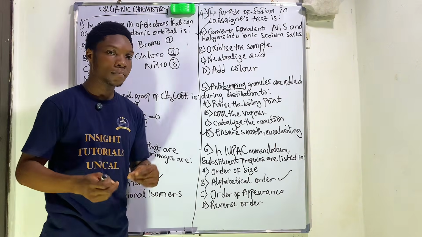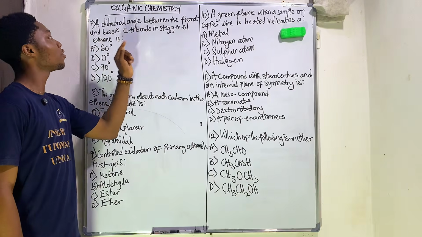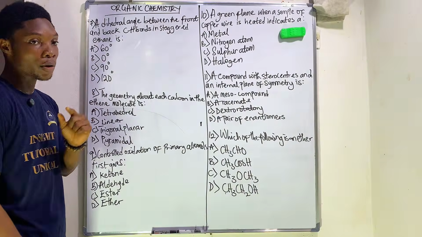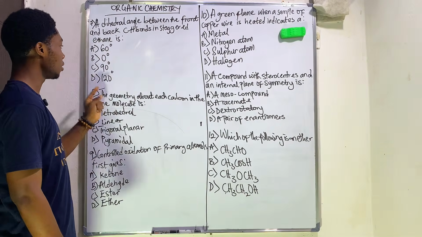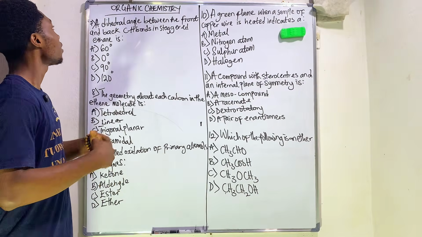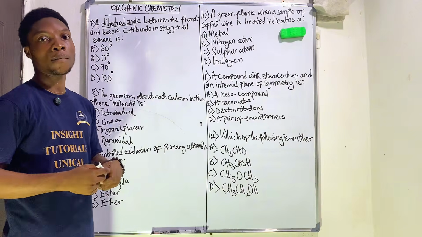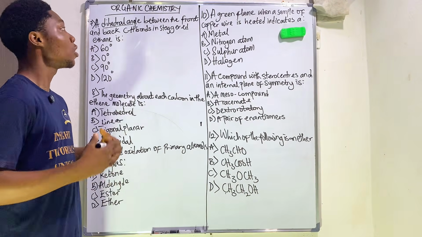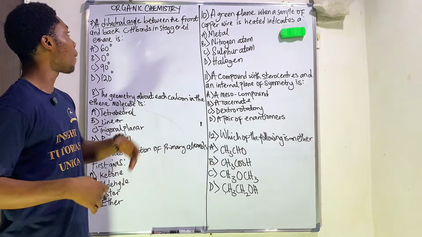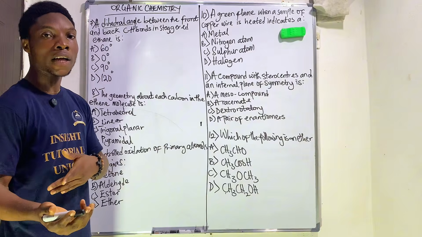All right. Next question says the dihedral angle between the front and back carbon-hydrogen bonds in staggered ethane is A. 60 degrees, B. 0 degrees, C. 90 degrees, D. 120 degrees. All right. So let's demystify some concepts. Now, first of all, where this dihedral angle comes in is when we're talking about conformation, which is a topic in stereochemistry. In this conformation, there are two types of arrangements: the staggered and the overlapping.